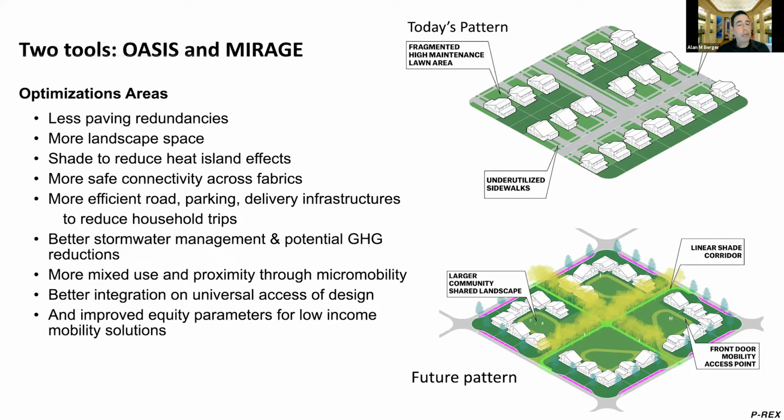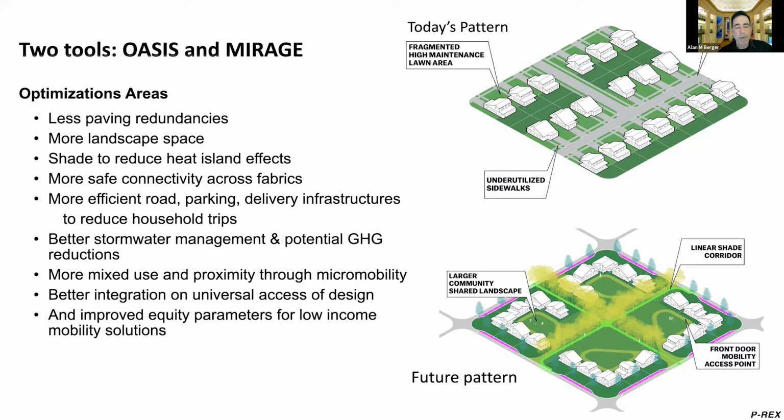And what we've been able to do is optimize for things like less paving redundancy in the future, more landscape space that functions for environmental benefits, more shade to reduce the heat island effects of excessive paving in suburban environments. We've also looked at more safe connectivity for pedestrians across various urban fabrics. We've made roads more efficient, parking, delivery infrastructures to reduce household trips within suburban environments.